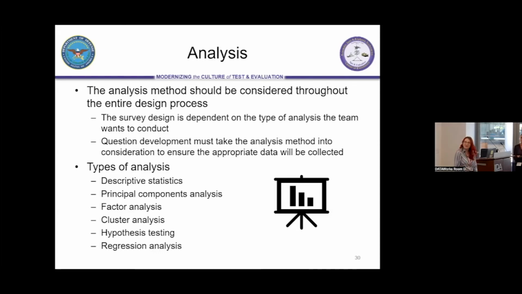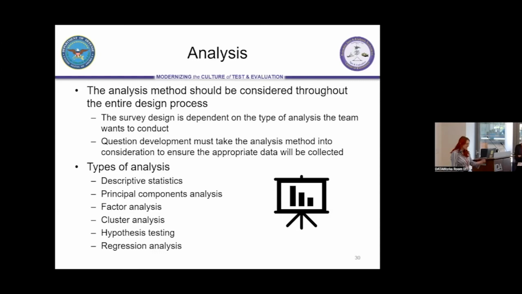Types of analysis: this is not exhaustive, but these are the ones that I'm going to cover today. The most important is the one at the top, descriptive statistics. And then we build down through other typical methods. So principal component analysis, also known as PCA, factor analysis, cluster analysis, hypothesis testing, you might use more than one method at a time, and regression analysis.